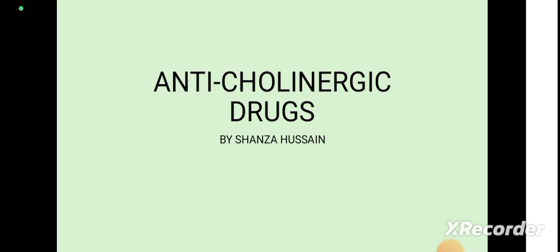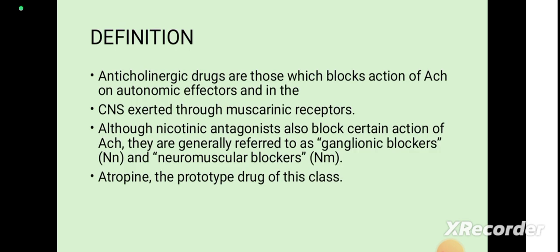Today my topic is anticholinergic drugs. Definition: anticholinergic drugs are those which block the action of ACh, that is acetylcholine, on autonomic effectors and in the CNS, exerted through muscarinic receptors. We already know that cholinergic drugs have two receptors, that is nicotinic and muscarinic.